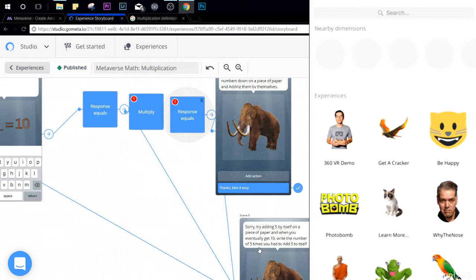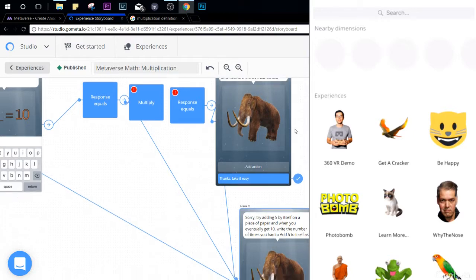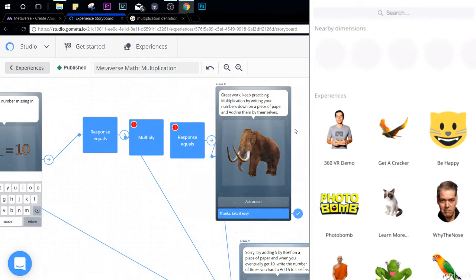So real quick, I just need to fix this typo. Okay, and write the number of times you had to add 5 to itself as the second part of the equation. Alright, but yeah, that's basically the concept in a gist.